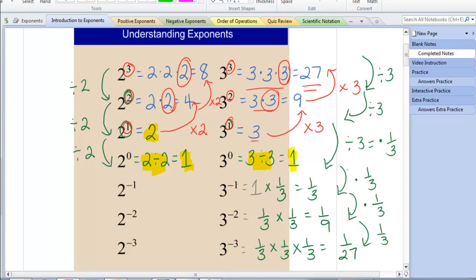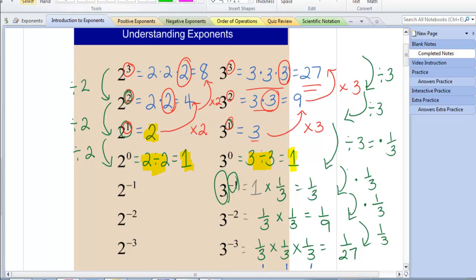So when you have negative exponents, what you're doing is multiplying by the reciprocal of your base however many times your exponent tells you to. So 3 to the negative first is the reciprocal of 3 one time. 3 to the negative second is the reciprocal of 3, which is 1/3, multiplied twice. 3 to the negative third is the reciprocal of 3, which is 1/3, multiplied 3 times.